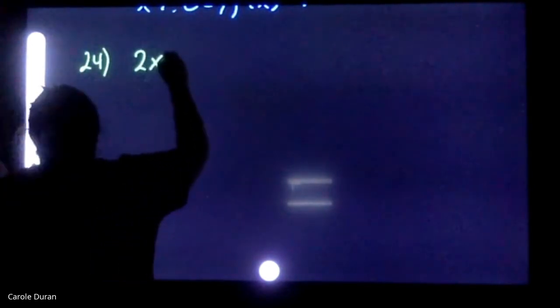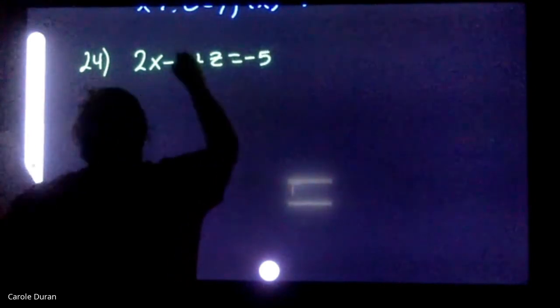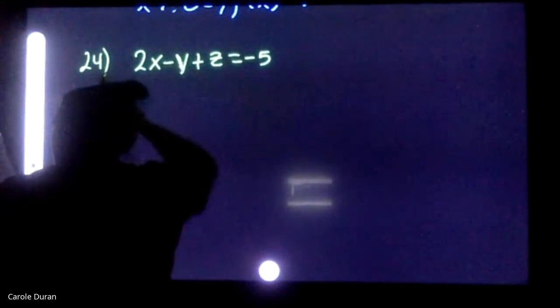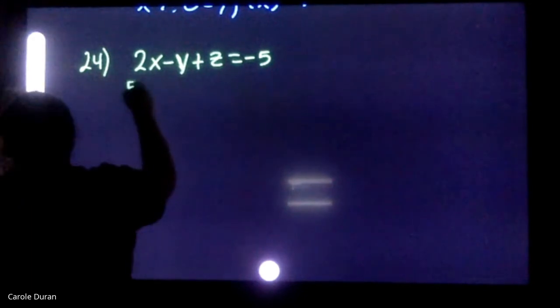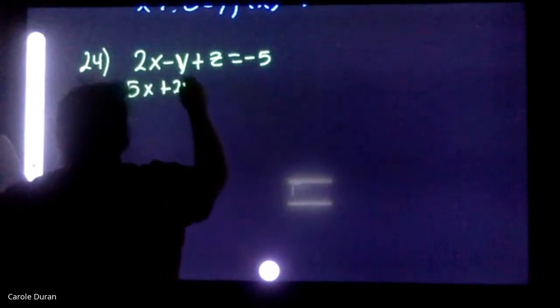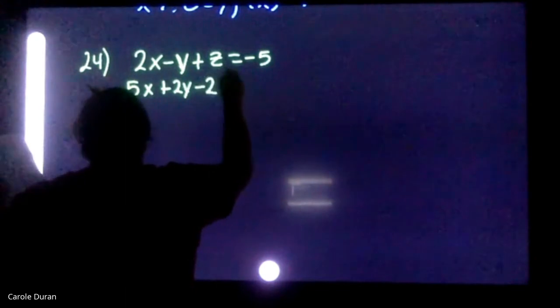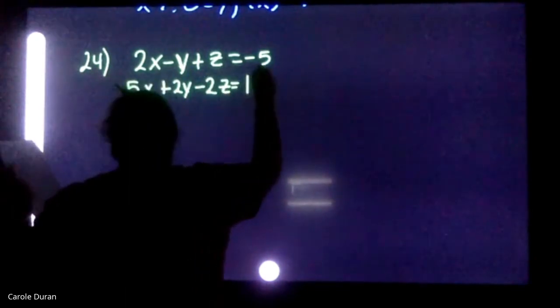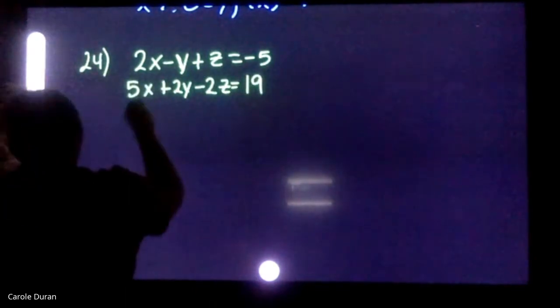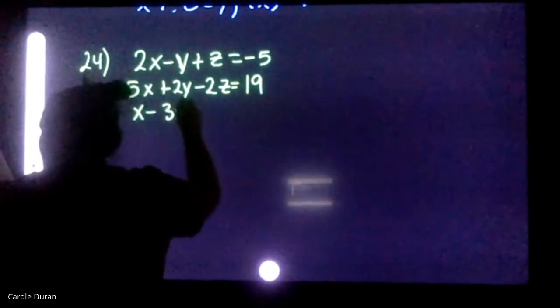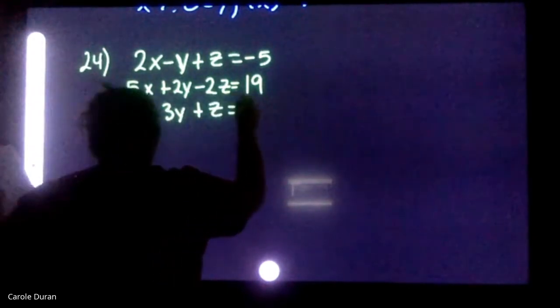Okay, so 24 is a three-dimensional system, so clearly I will go over this one with you. This three-dimensional system gives me 2x minus y plus z is negative 5. My next equation is 5x plus 2y minus 2z equals 19. And then my third equation is x minus 3y plus z is negative 5.